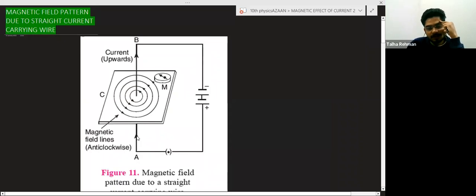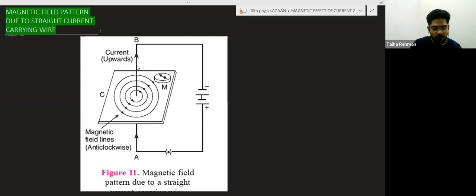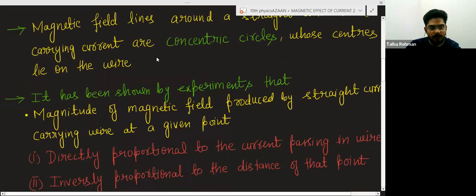Conductor, there is a current flowing, and due to that current, this is the magnetic field pattern due to this straight conductor. And if you want to find the direction of the magnetic field, then you have to apply the right hand rule.